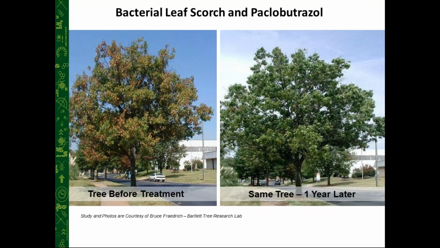Moving on to another common bacterial disease of our landscapes, here is bacterial leaf scorch. If we think about how bacterial leaf scorch is really affecting the plant, again, it's clogging up that xylem tissue. One is that the bacteria is growing and clogging up the xylem. The other thing is that the tree is responding and blocking up its xylem tissue, trying to prevent that spread of the bacteria.